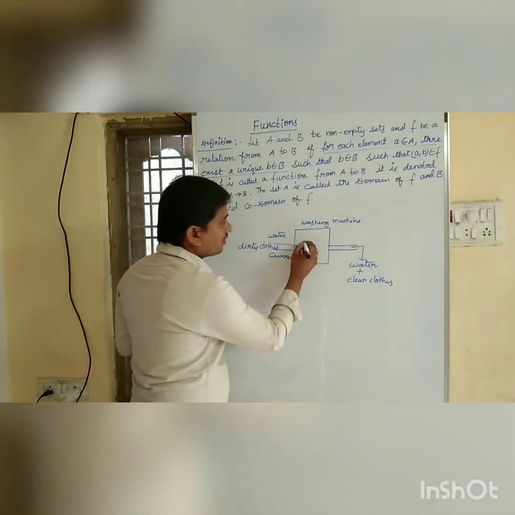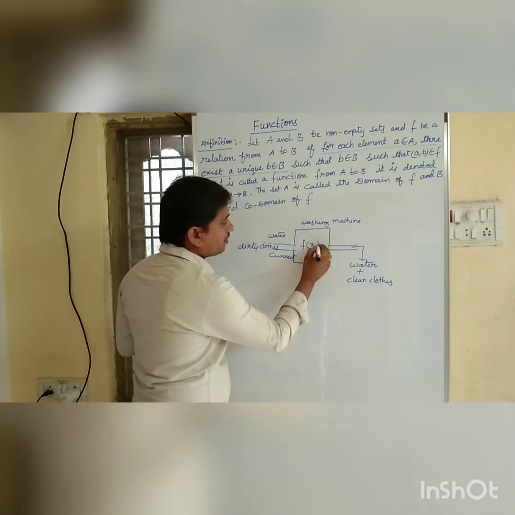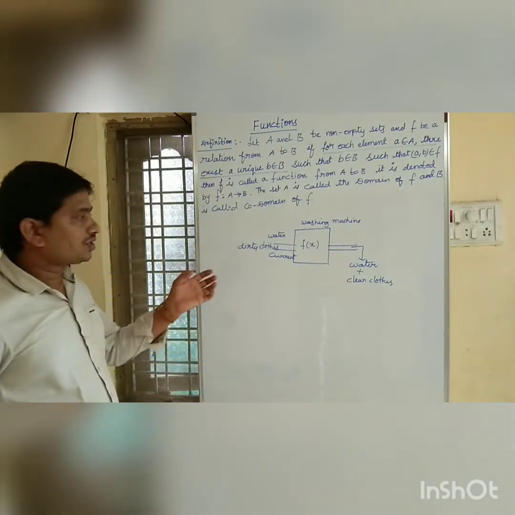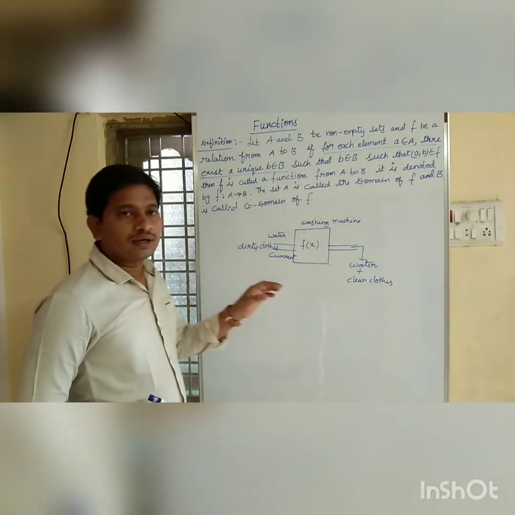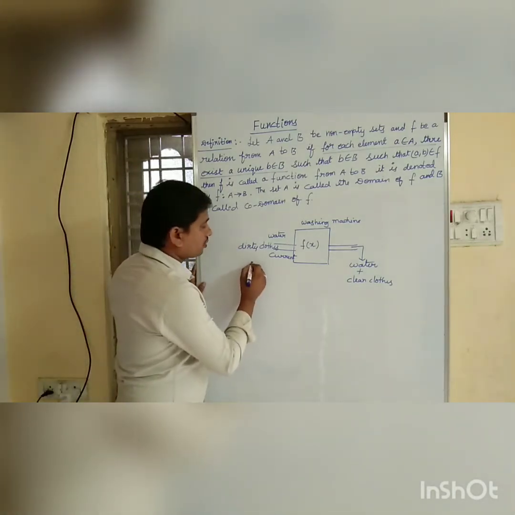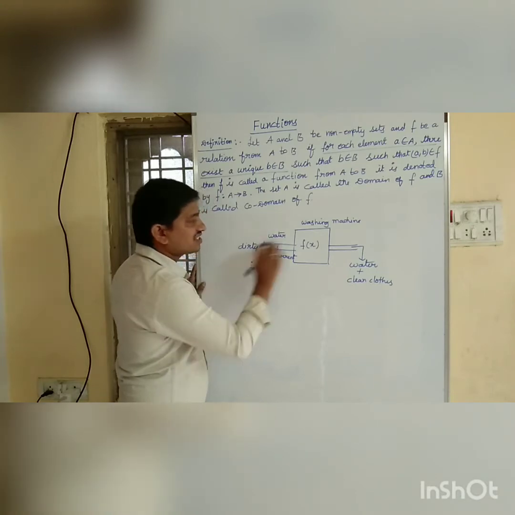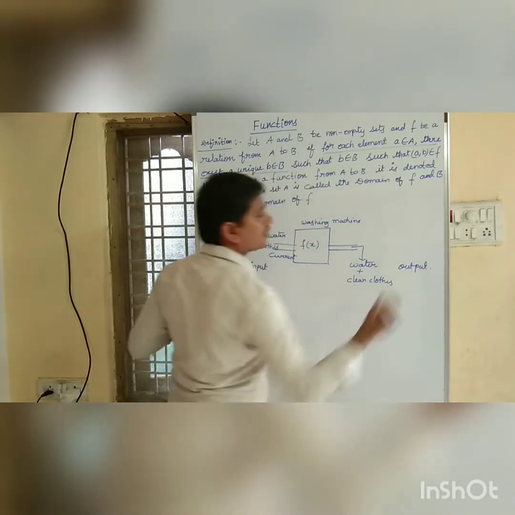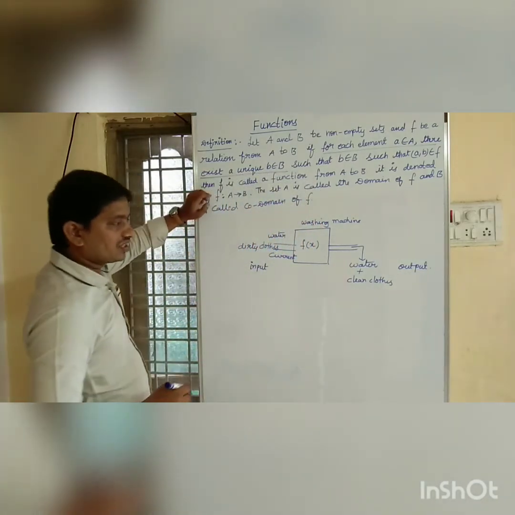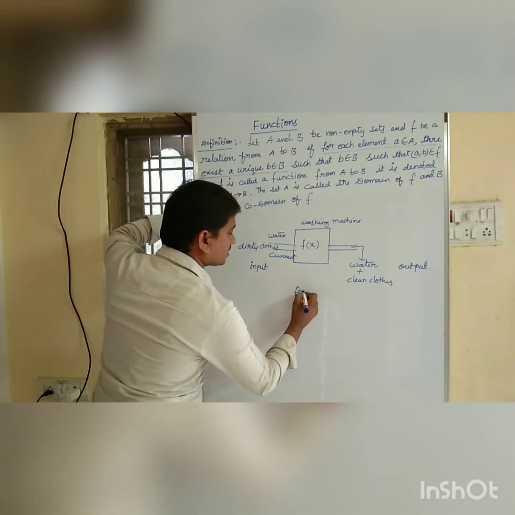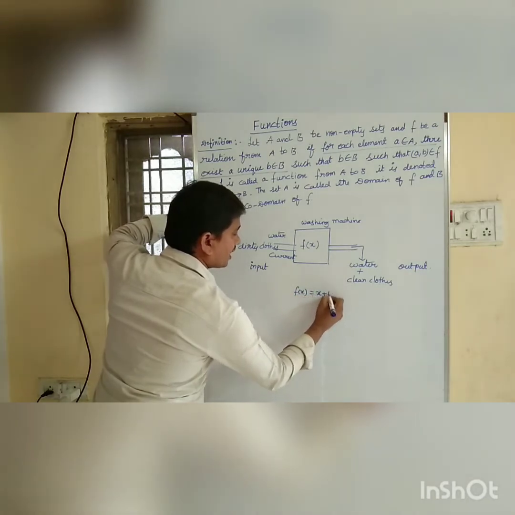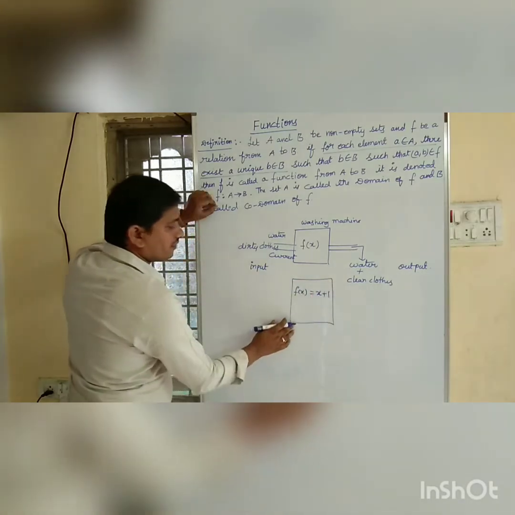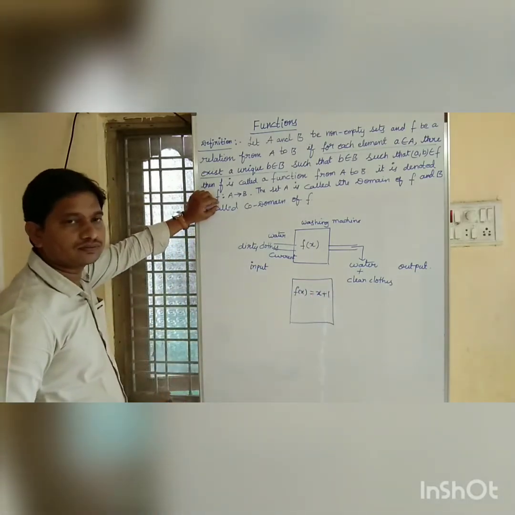Generally, a function can be represented as f of x. Children, you understood that whatever we provide is called input, and the function takes input and gives us output. For example, consider a function f of x is equal to x plus 1. So this is the function: f of x is equal to x plus 1.